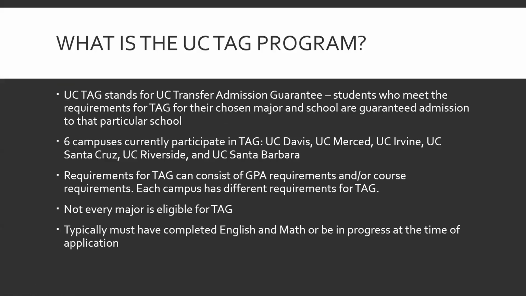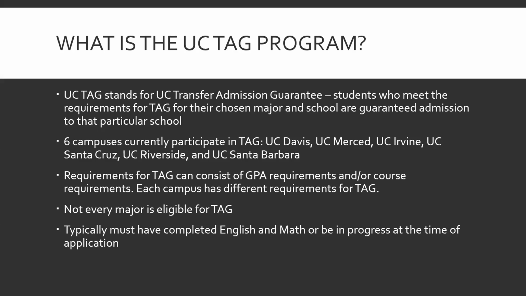So a brief overview of what the TAG program is. UCTAG stands for UC Transfer Admission Guarantee. Students who meet the requirements for TAG for their chosen major and their chosen school are guaranteed admission to that particular school. You're only allowed to participate in the TAG program for one school. There are 6 campuses that currently participate. So you could apply for a TAG for any one of these schools: UC Davis, UC Merced, UC Irvine, UC Santa Cruz, UC Riverside, and UC Santa Barbara.